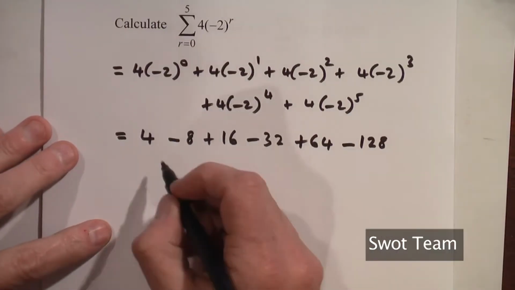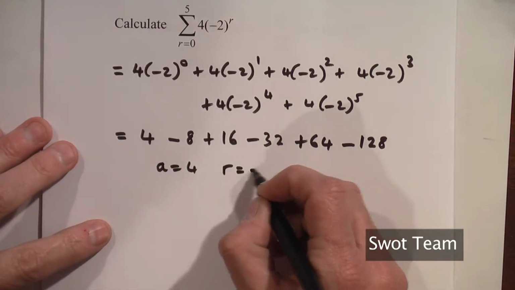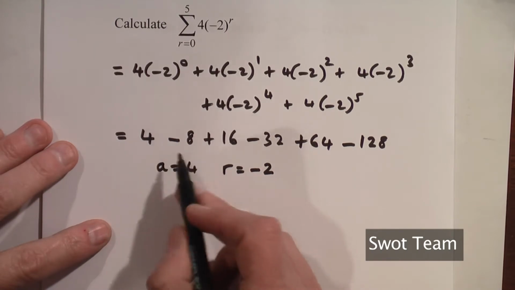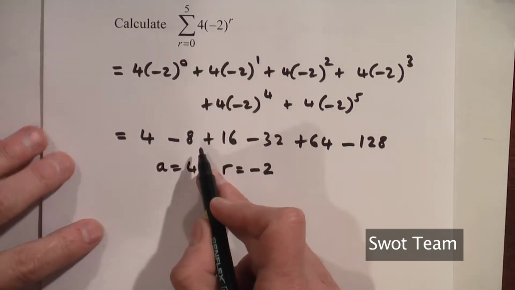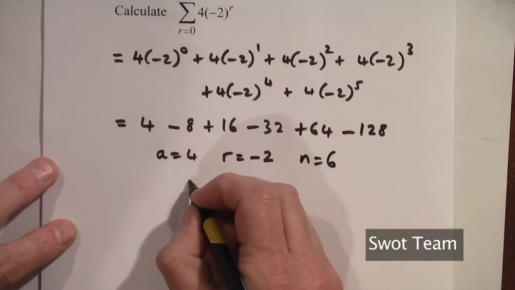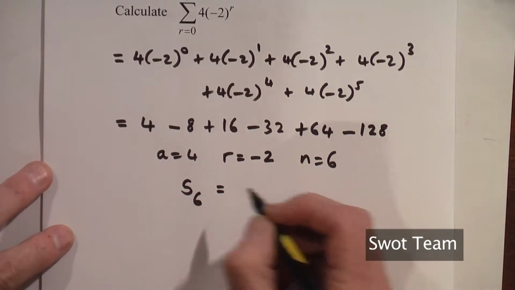But if they say use a formula, this is what we'd have to do. Well, we know it's geometric. A is equal to 4. Constant ratio, well, we're multiplying by negative 2 all the time. 4 times negative 2 is minus 8. Minus 8 times minus 2 is 16. And how many terms are there? 6. So the sum of the first 6 terms is going to be what?